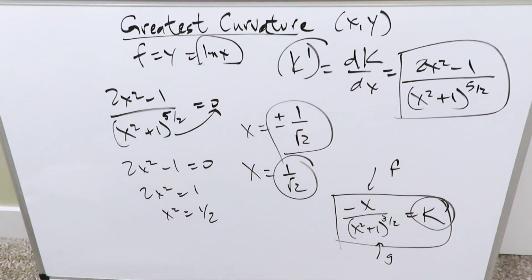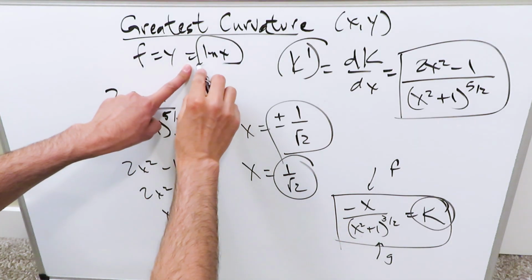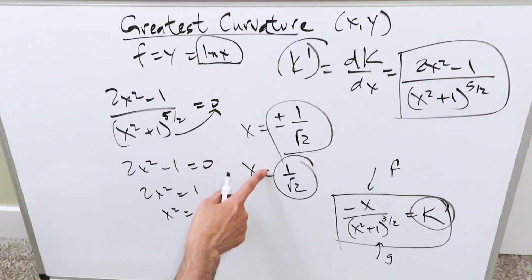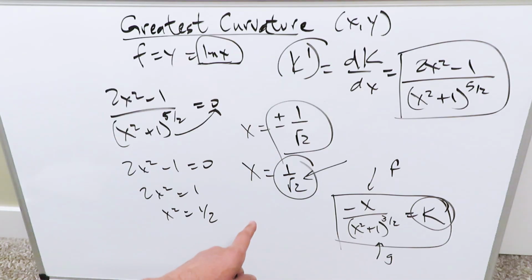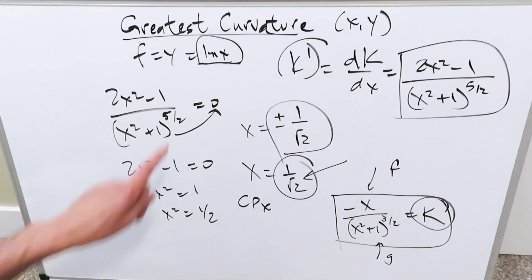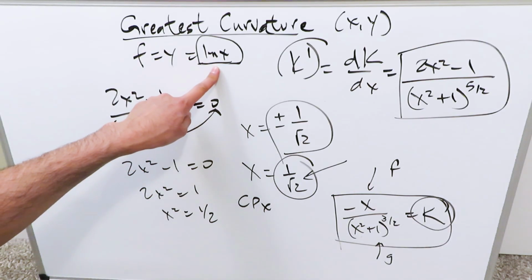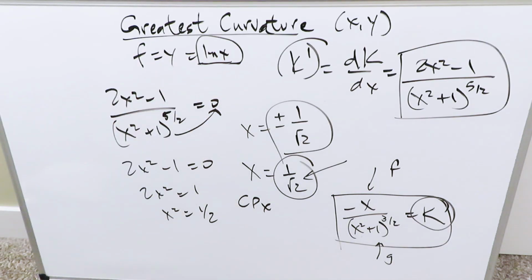Why am I throwing out the negative value? Because your natural log is not defined for negative values. It's only defined for positive values. Otherwise, both values would be fine. Here is our true answer, 1 over root 2. This right here is indeed a critical point. You've determined the critical point x value. Now you have to determine the critical point y value by putting it into your original function and solving for it. I have my x value.